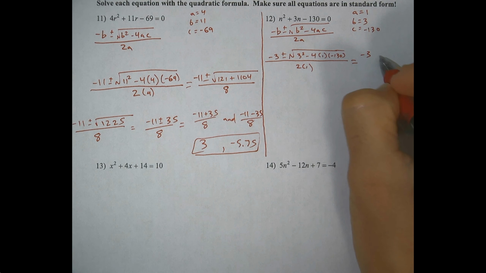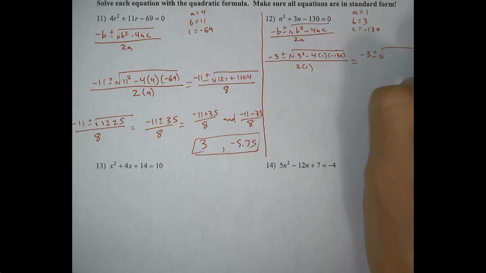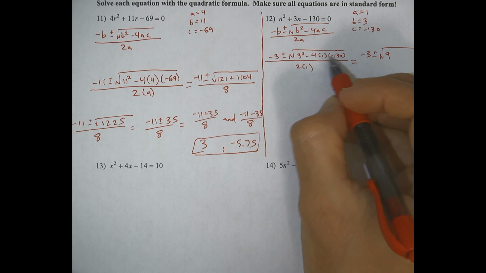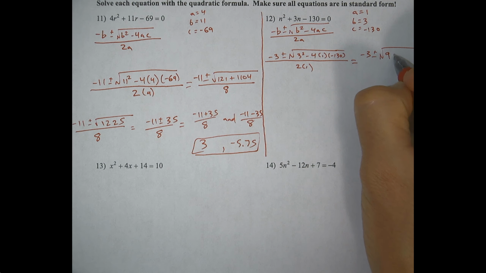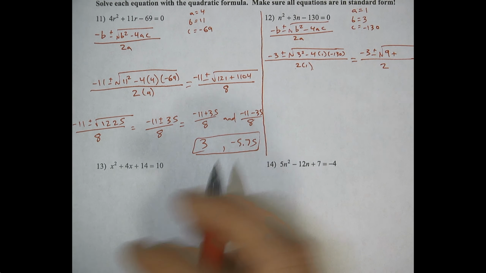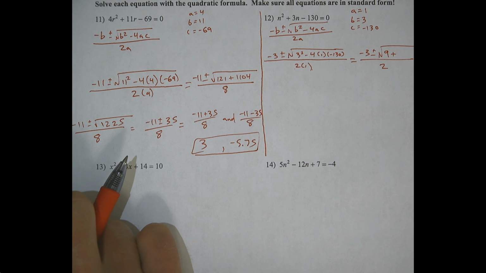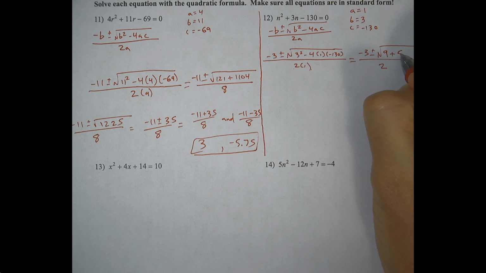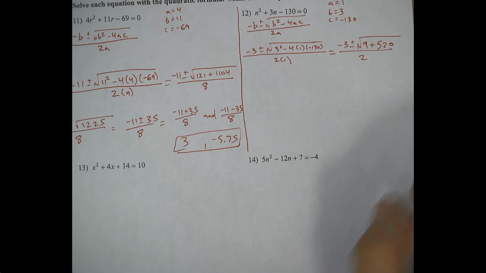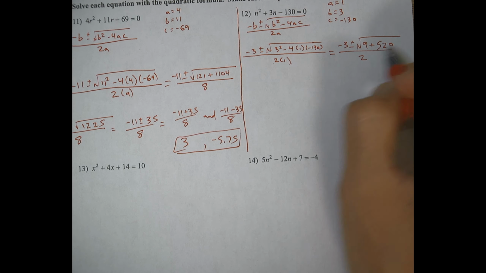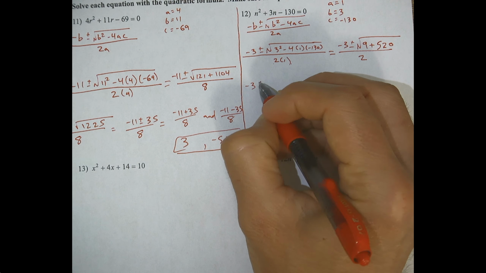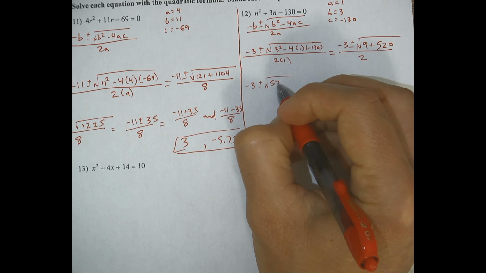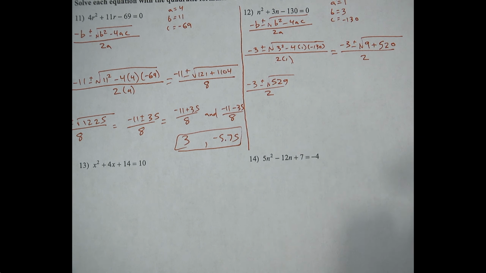All right, so it's negative 3 plus or minus. 3 squared is 9. I'm going to have two negatives here, negative 4 and negative 130, so that's going to become a plus. All of this is going to be over just 2 times 1. So 4 times 1 is 4, and 4 times 130 is 520. So obviously that's 529. So negative 3 plus or minus the square root of 529, divided by 2.